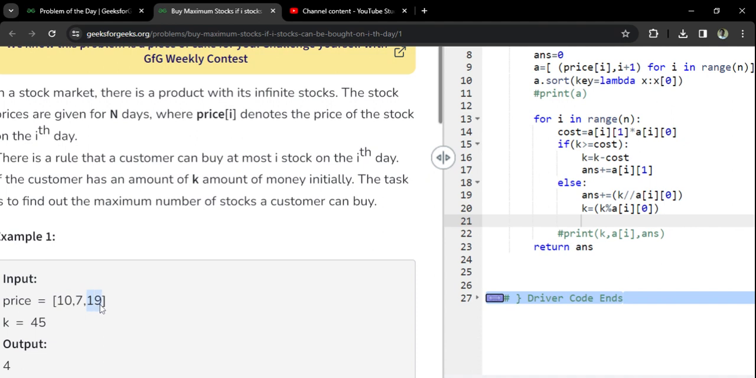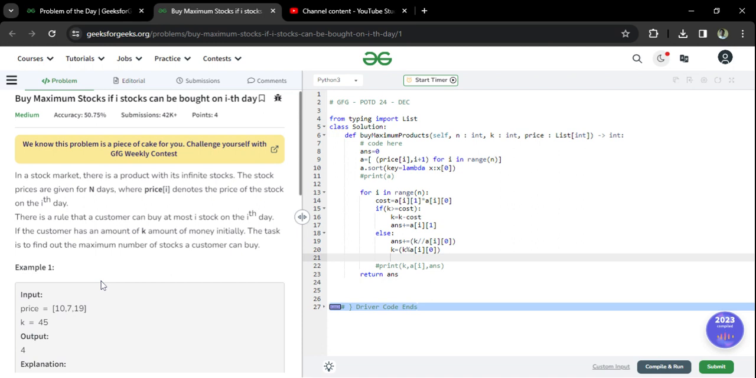One hint here is that if you are using zero-based indexing, the index is starting from zero, you'll have to change it, because they are saying it as one. They are considering it as the first day, and that's why at most i stocks can be bought. So instead of zero index, if you start the index from one, it will be beneficial. This is the hint given here.